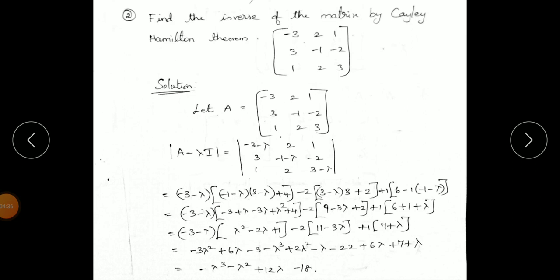Okay, so let us take the given matrix as A. Now we know the characteristic equation is the determinant of A minus lambda I equal to 0. Therefore just apply that and then simplify it.